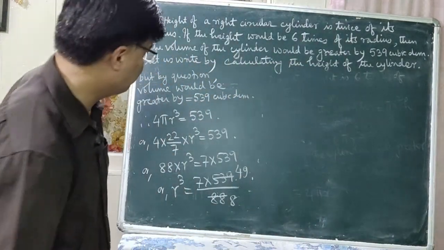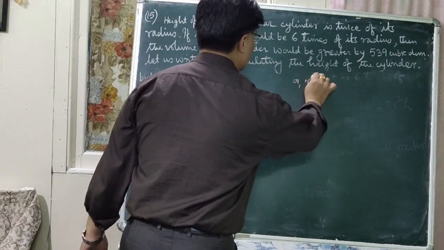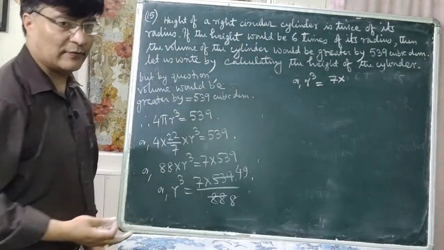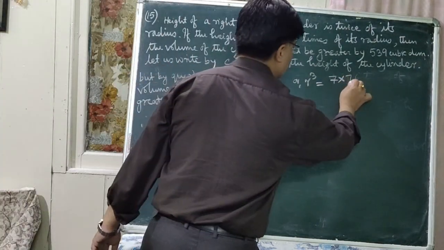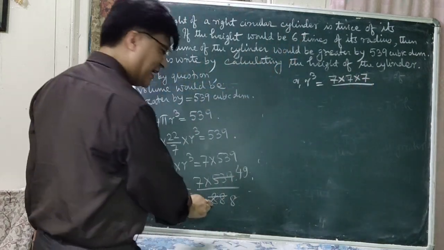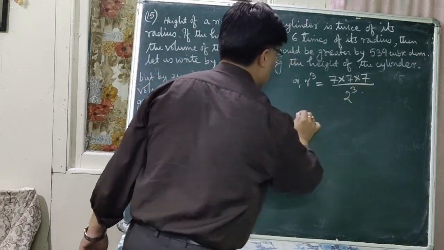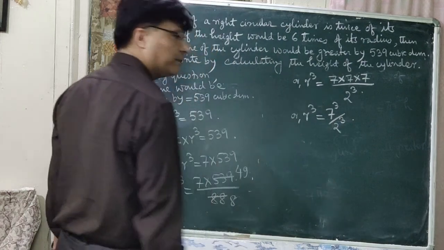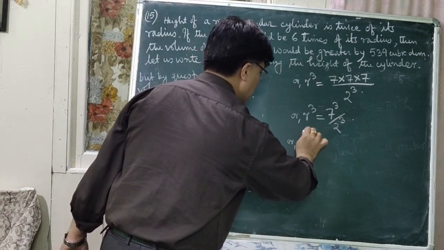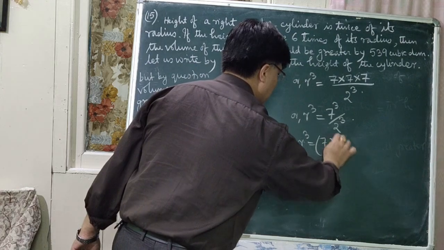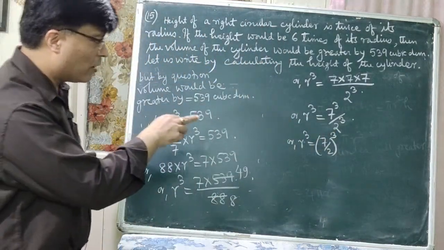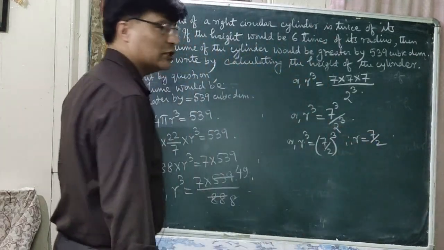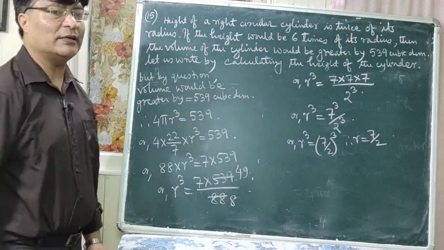So now r cube is equal to 7 into 49. 49 can be written as 7 into 7, and 8 can be written as 2 cube. That is, r cube is equal to 7 cube divided by 2 cube, or r cube is equal to 7 by 2 whole cube. If the powers are equal, the bases must be equal. That means r is equal to 7 by 2. So this is the radius of the cylinder.